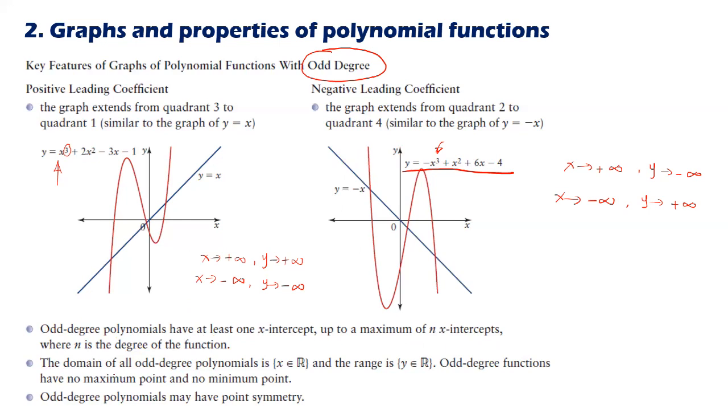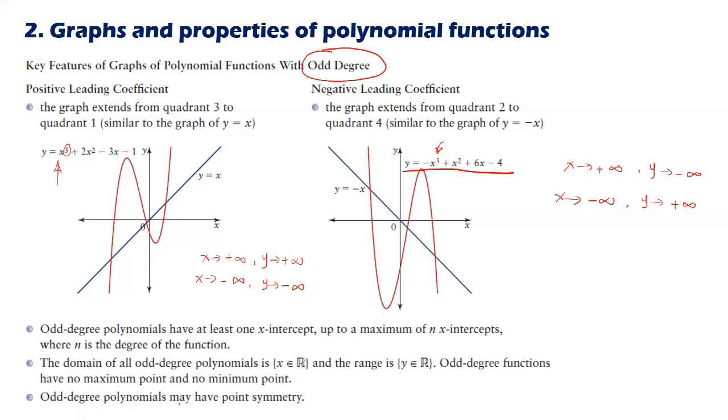And next, the domain of all odd degree polynomials is the whole set of the real numbers, and the range is also the whole set of the real numbers. Odd degree functions have no maximum point and no minimum point because the function can extend indefinitely to positive infinity and to negative infinity, right?